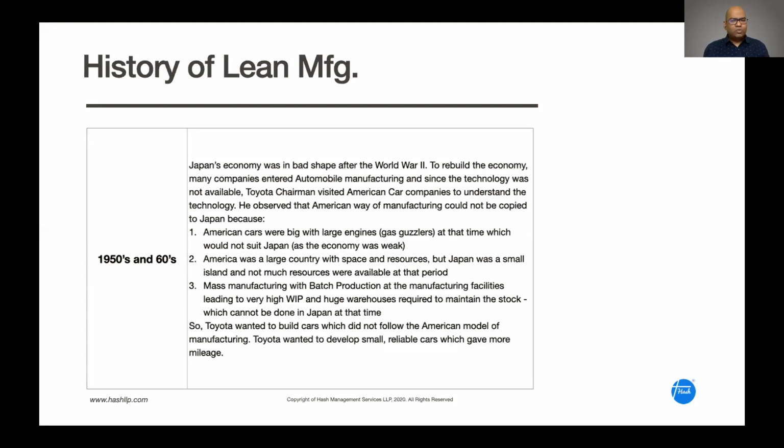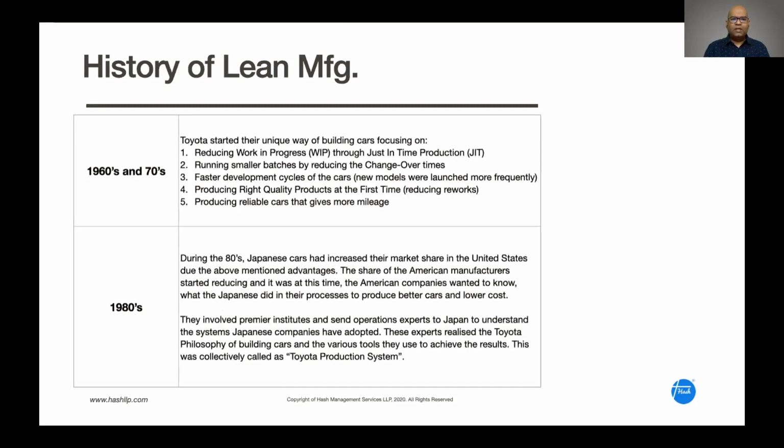So what he understood is, we have to build a small factory where everything happens within that factory, and it has to be flexible. Whatever I need, I produce at that time and ship it. So they started manufacturing in a slightly different way, with reduced WIP, through just-in-time production. Whenever the next process asks for material, only then it is made, running small batches by reducing the changeover time. Cars were developed faster and new models were released more frequently, producing the right quality of products the first time itself.